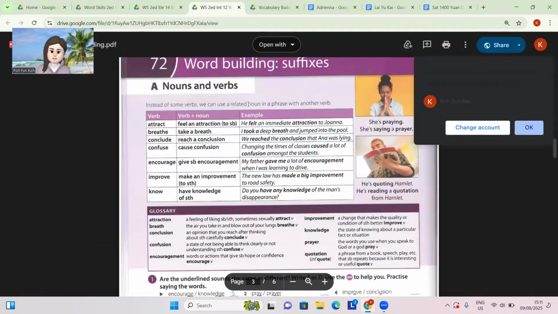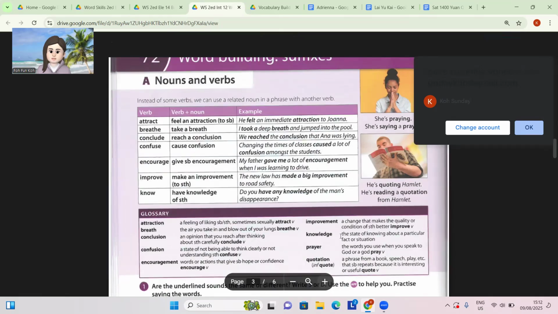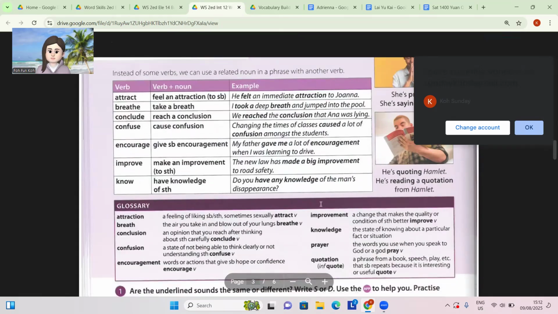Next part. Here, more about noun suffixes. We can see a few suffixes here. The first one is a verb, attract. And then the noun form, we add ION here: attraction. And how do we use this? In front of a noun, we add a verb. This is like a phrase that we use together: feel an attraction. An example: he felt an immediate attraction to Joanna.